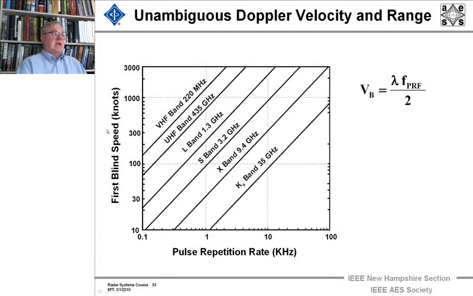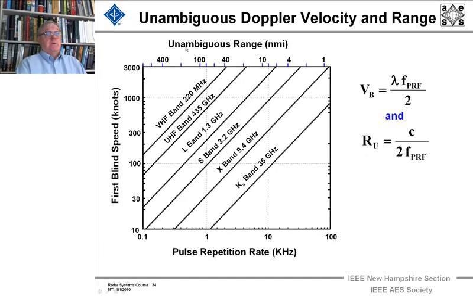Now if we plot the first blind speed as a function of just the PRF, we get these set of curves, again on log-log scales. And that just shows that the blind speed is proportional to the PRF. And if you remember, the unambiguous range was proportional to 1 over the PRF. So what we got is, can't have our cake and eat it too. So we add to the graph, first of all, the physical understanding, the unambiguous range, which is related to the PRF, and we put in the numbers.